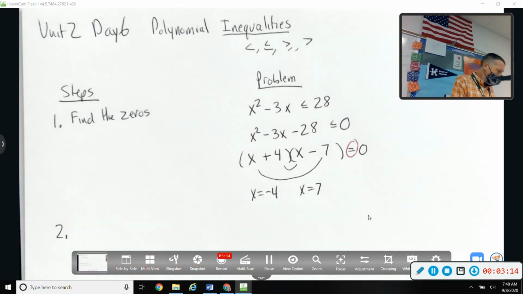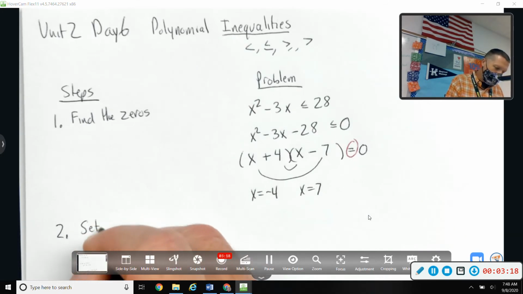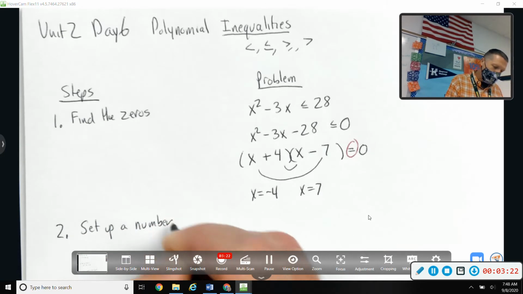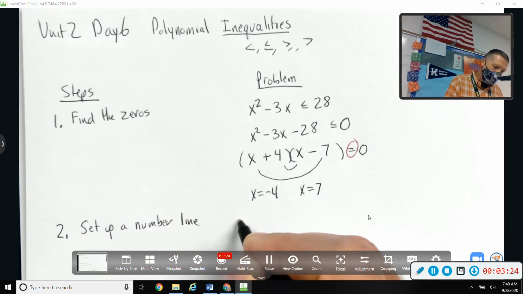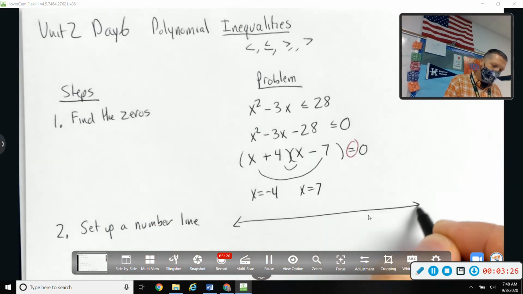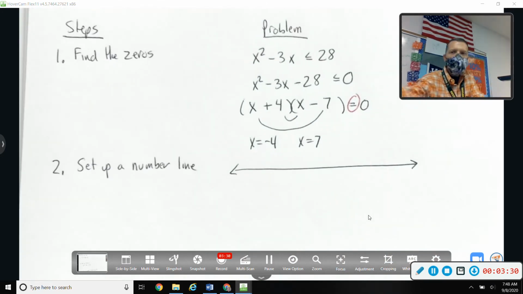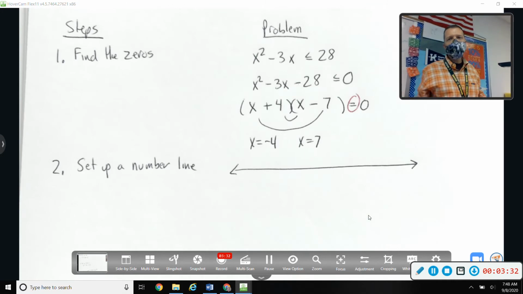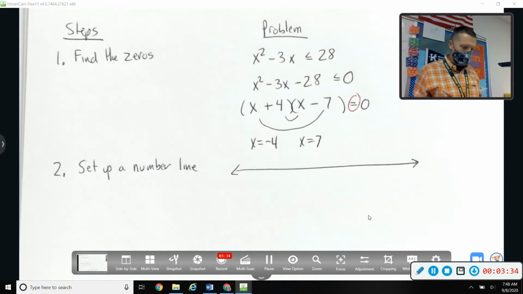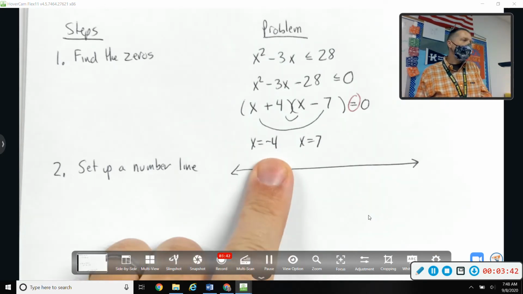Step 2 is with those zeros, set up a number line. Some people go overboard with their number line. You don't need to put 0 and then 1, 2, 3, 4, 5, 6, 7, 8, 9, 10, negative 1, negative 2, negative 3. You don't need to do all that. You can get by with just putting the numbers you found on the number line.